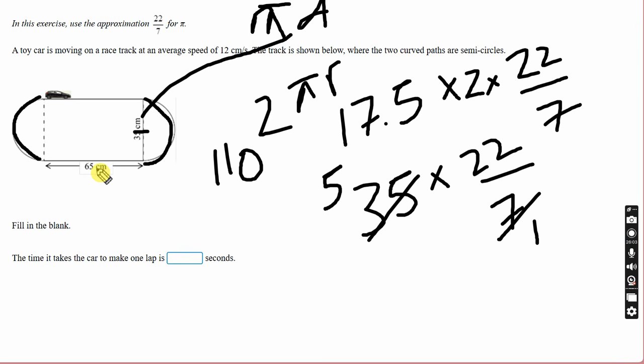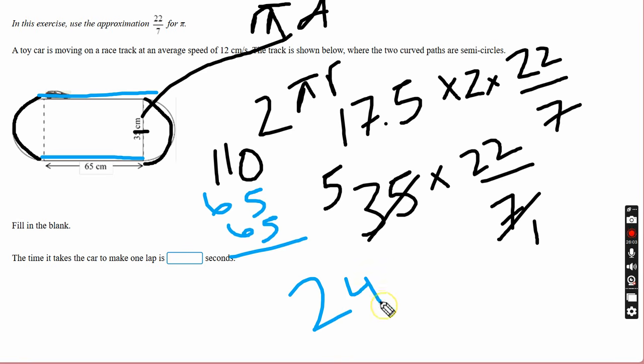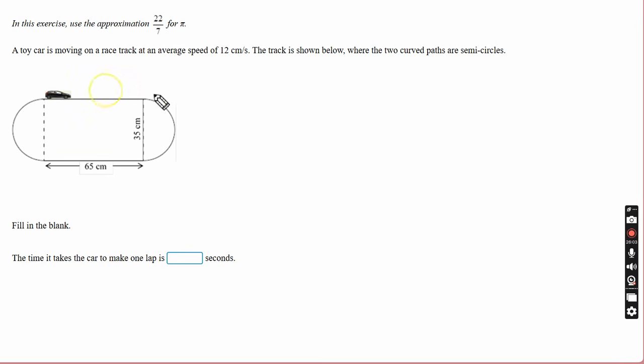Now what's left behind is the 65 at the bottom here and the 65 above. So 110 plus 65 plus 65, you get 240. Now this is not where the question ends. 240 is only the distance here, right? What are they asking for? They're asking for the time it takes the car to make one lap only. So 240 is going to be your distance.